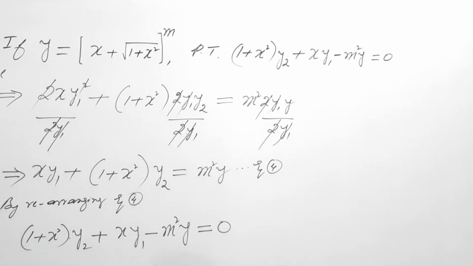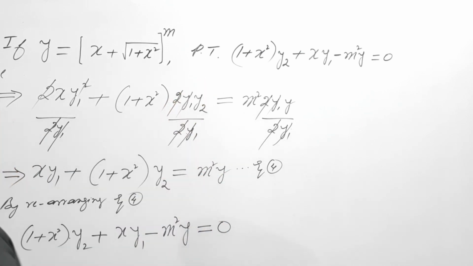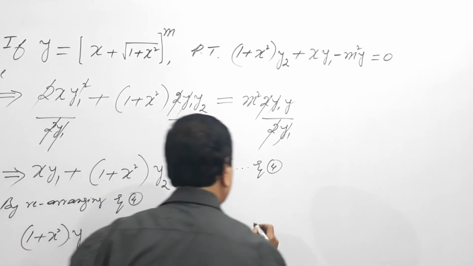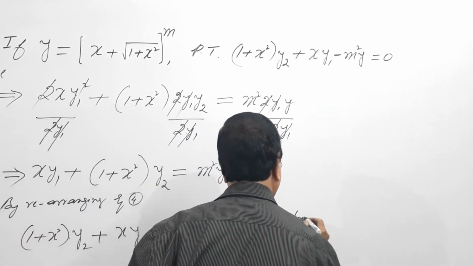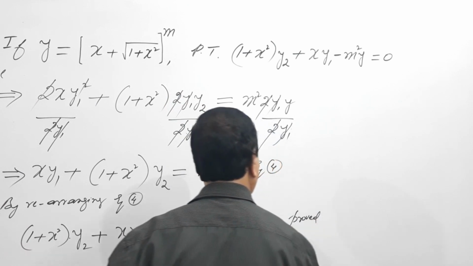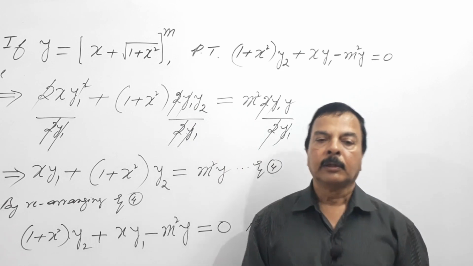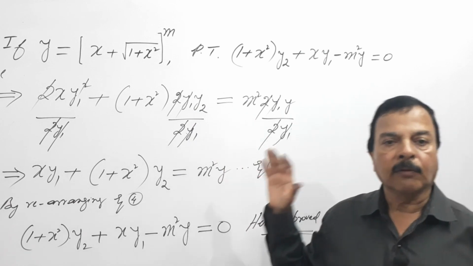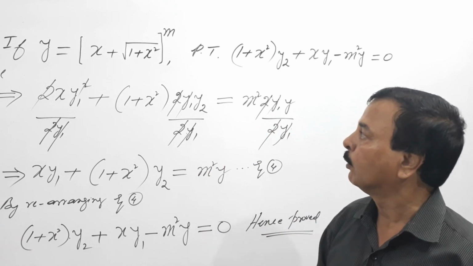So what have we got? 1 plus x squared y2 plus x y1 minus m squared y equals 0. Hence, we have already proved it. So, dear students, you can expect these sort of questions in the examination. This will carry 6 marks, as I have already told you.